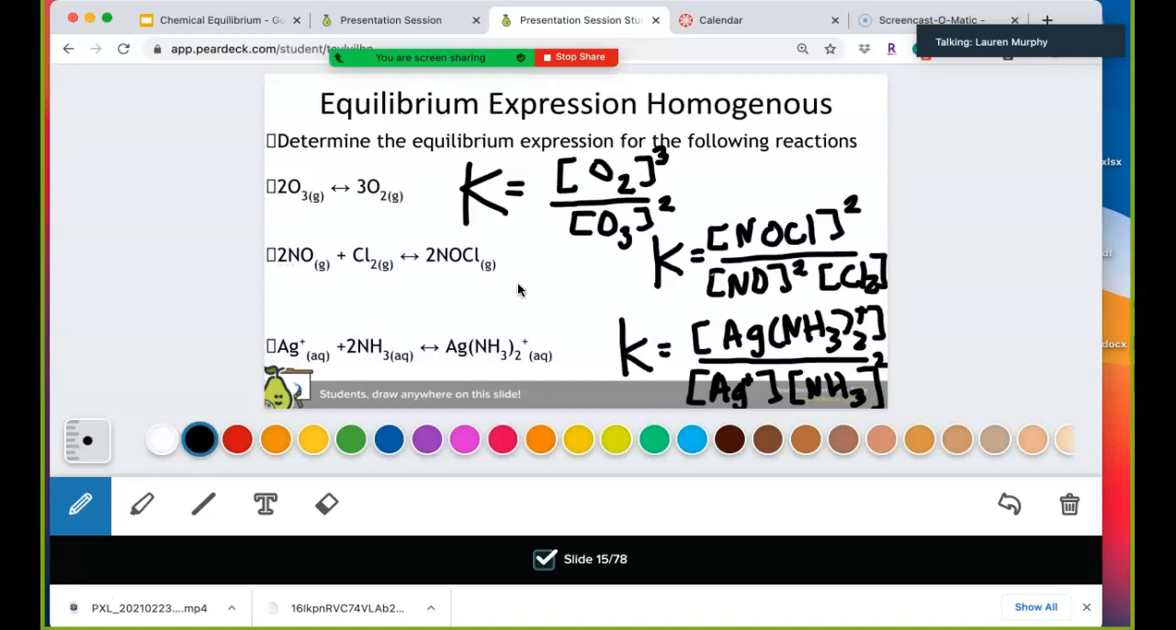Reaction number 2 are all gases. Reaction number 3 are all aqueous. Okay, so they're all in the same state of matter, which is why they're called homogeneous. And in a minute or two, we will discuss ones with solids and liquids. So just wait for that in just a second. Any questions on these so far? Hopefully it's not too bad, right?